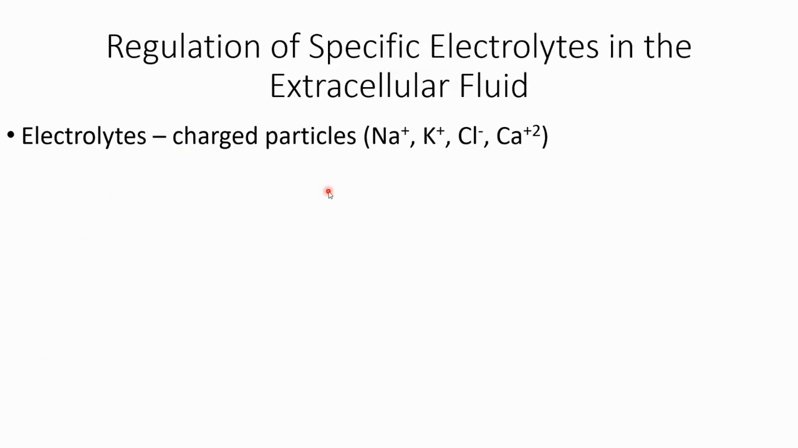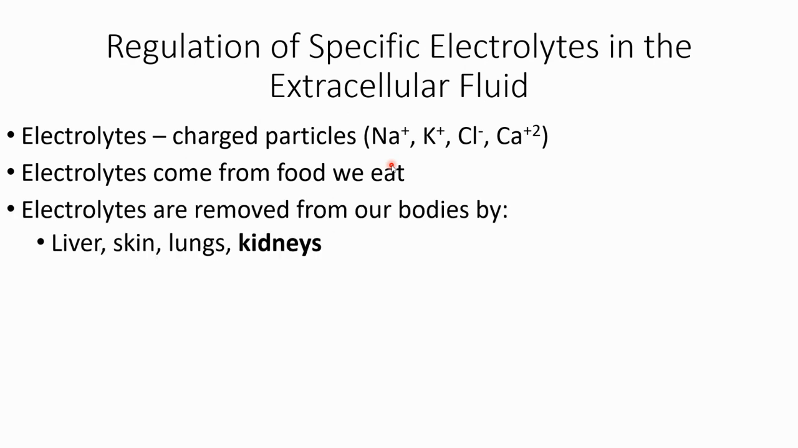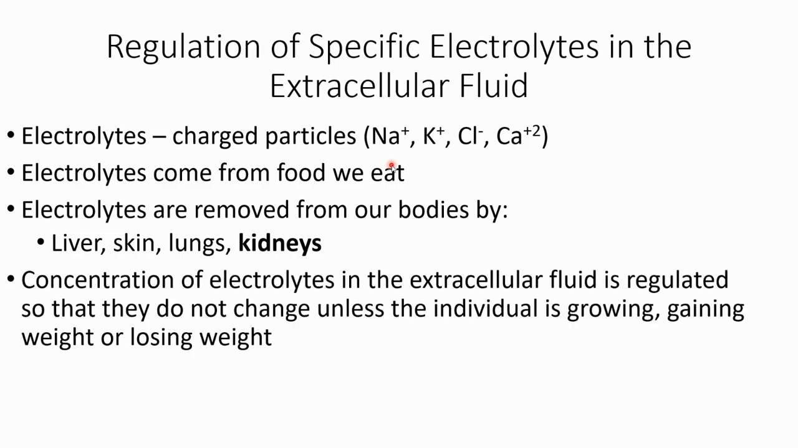So electrolytes, if you remember, are going to be charged particles. They're going to have ions that are going to be in solution that are going to help with the movement of the electrical charge. Electrolytes come from foods that we eat, so that's where you get them from. They're removed from our bodies by liver, skin, lungs, and kidneys, which I put in bold because that is the one that we're mainly talking about in this chapter.